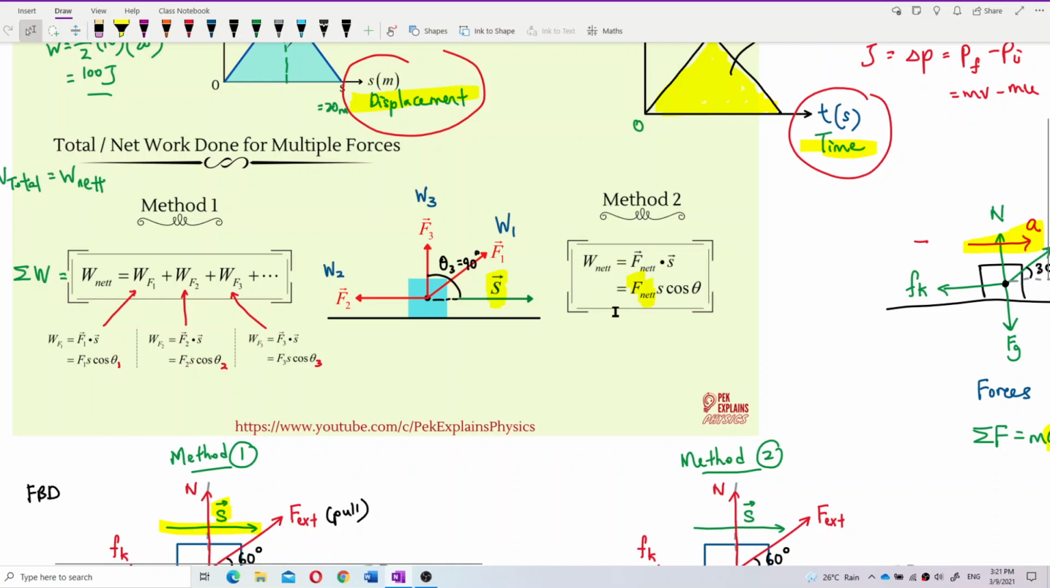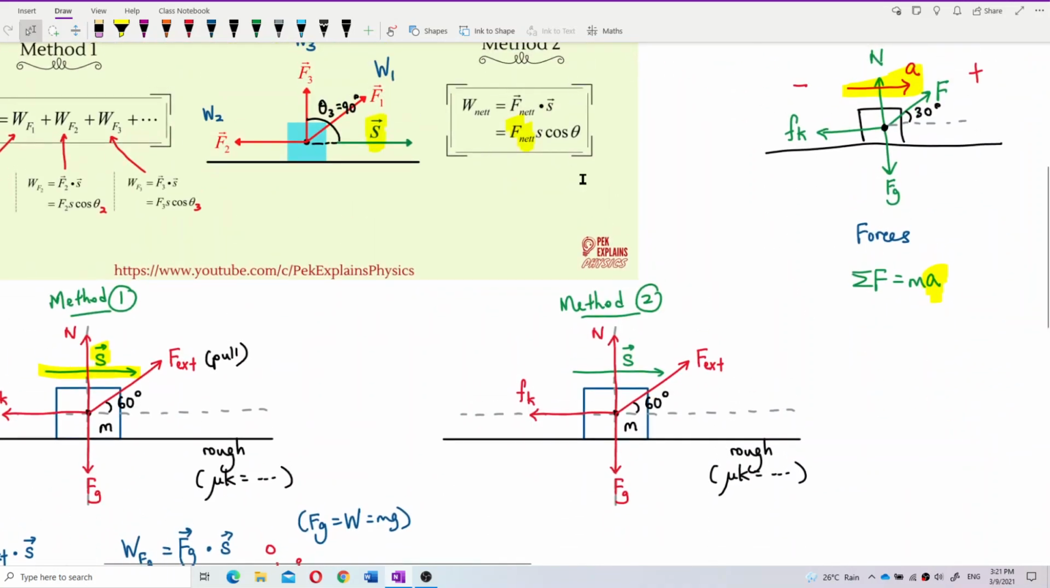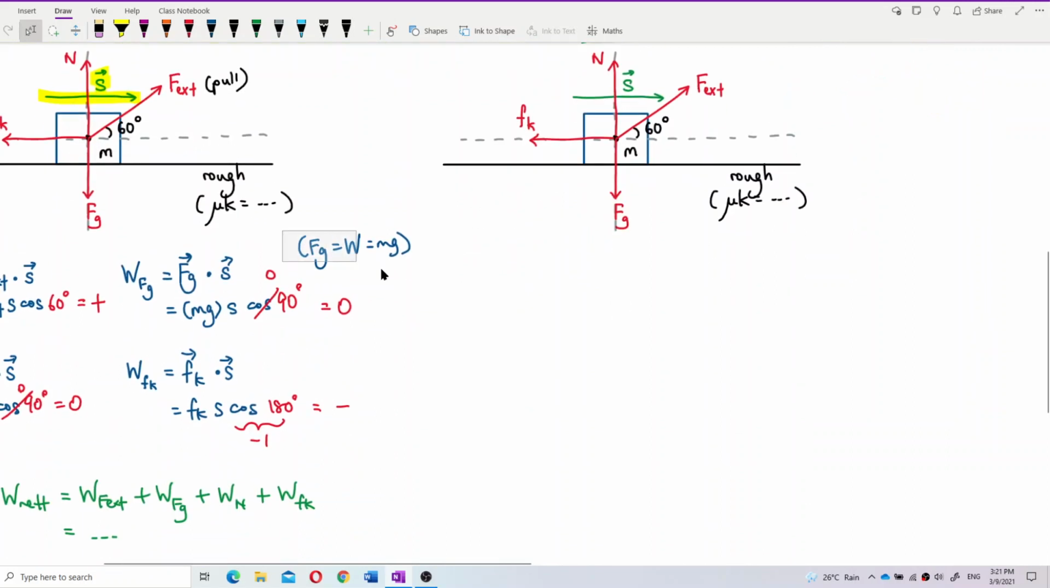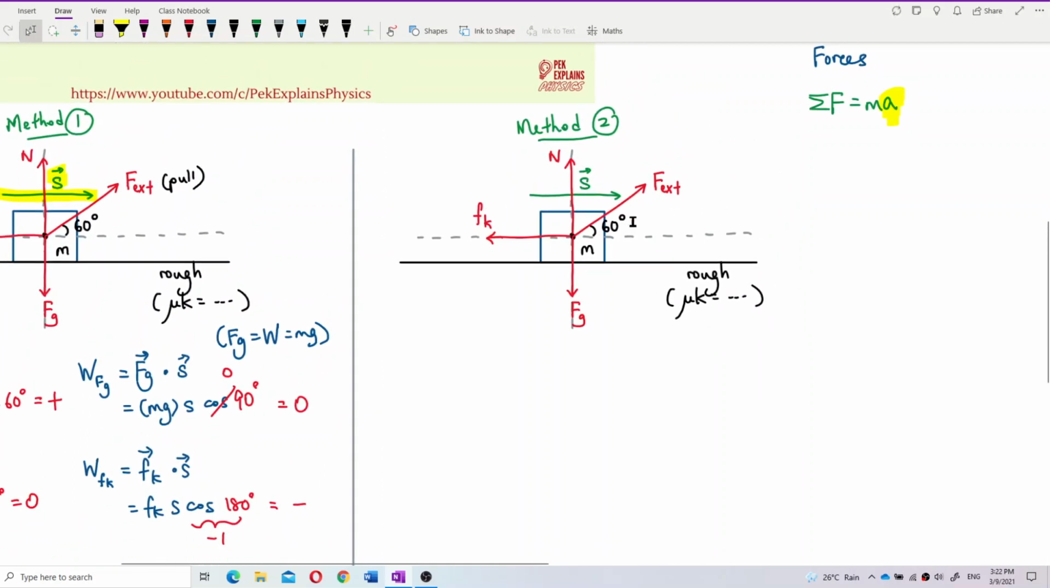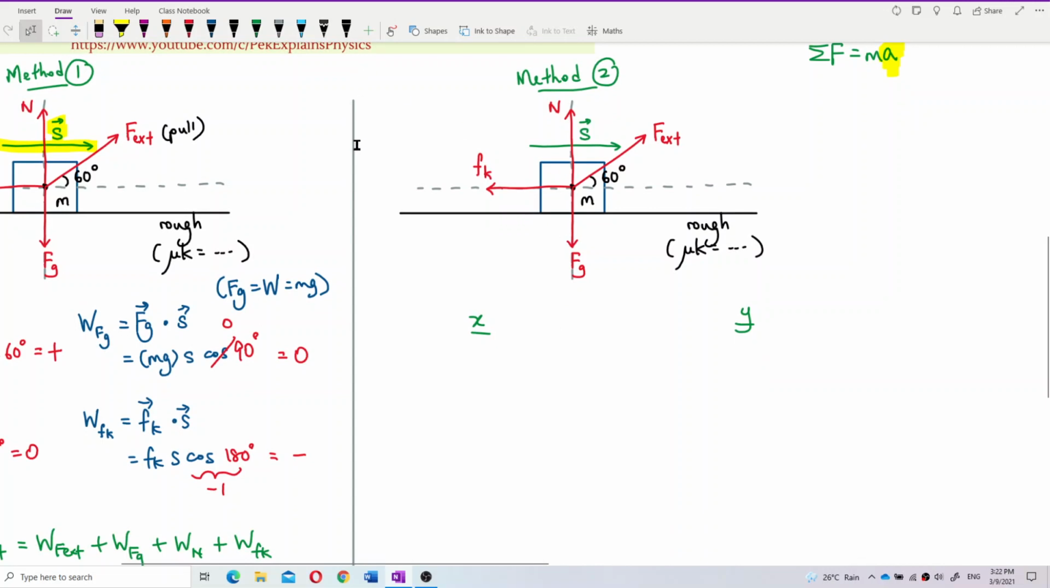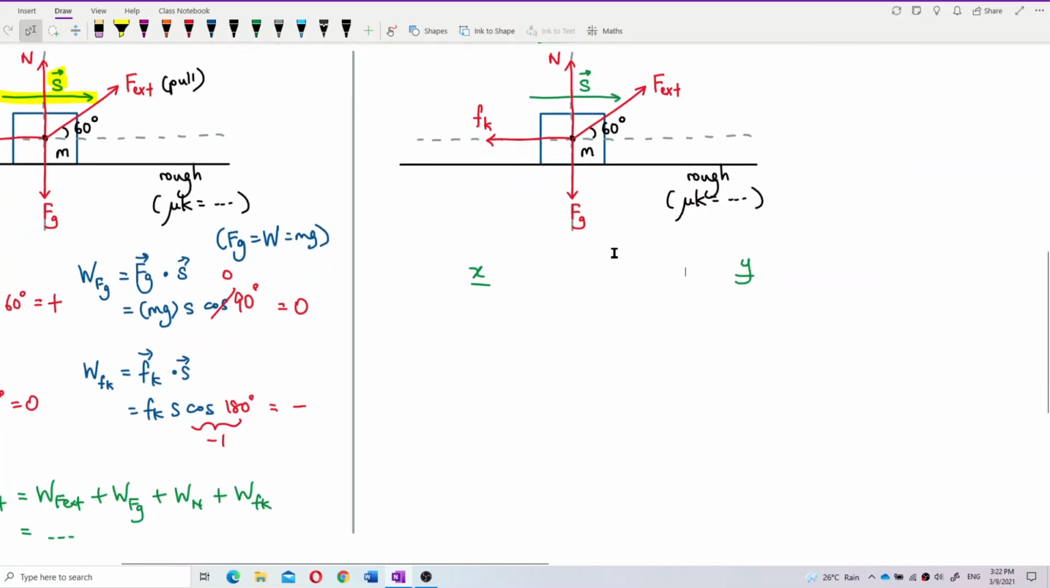So how do we do this method? This second method uses the previous chapter method. Hold on a second, let me draw a line to separate these two. Now the second method is, like this one, we need to do the x and y components first. We find the force for each one.